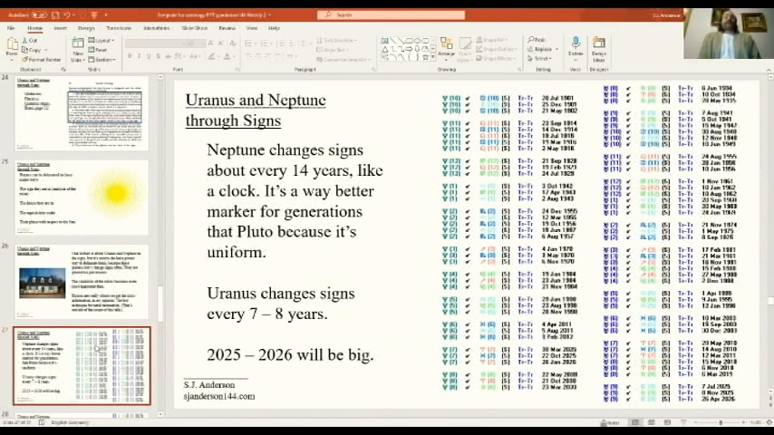But Neptune's perfect. It's every 14 years like a clock. Uranus changes signs every 7 to 8 years. It is also pretty uniform, but it's a little quick to divide up generations. So just by the way, as a point of interest, 2025 and 2026 are going to be big. Both Neptune and Uranus shift signs during those years. Neptune comes into Aries and Uranus will shift into Gemini. So I think we'll have some big collective energetic changes mid-decade.